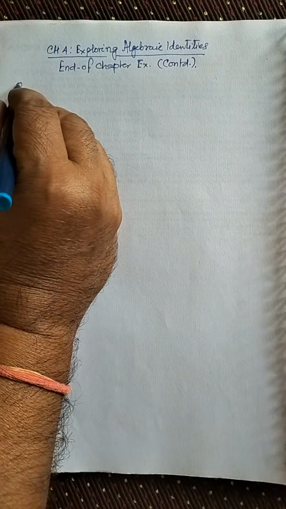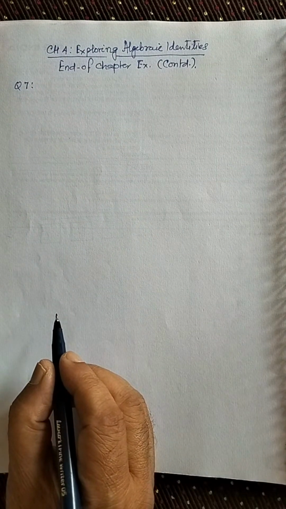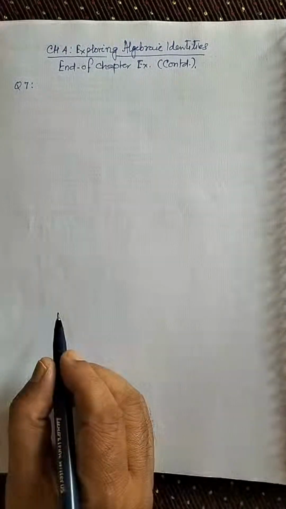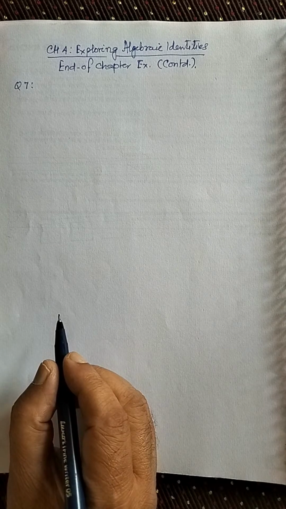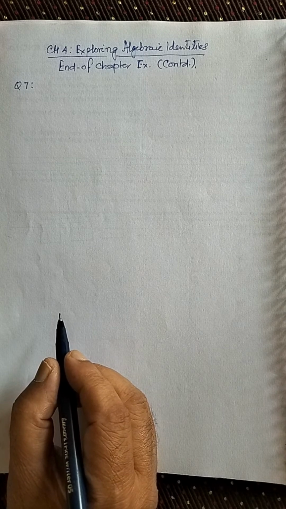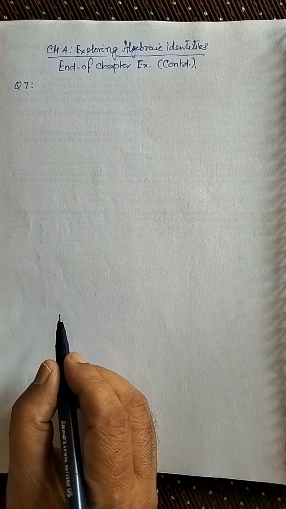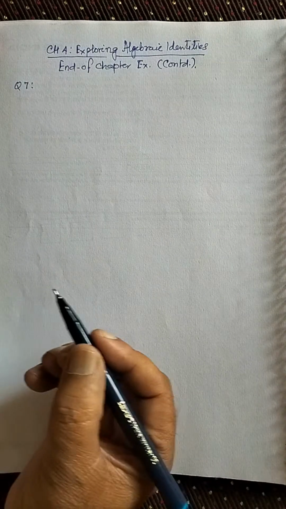We were doing the end of the chapter exercise of chapter 4, exploring algebraic identities, and we had completed 6 questions from this. So today let us continue it from question 7 onwards. Keep your identity sheet with you so that you can refer wherever needed, and also sit with your pen, copy and the textbook.